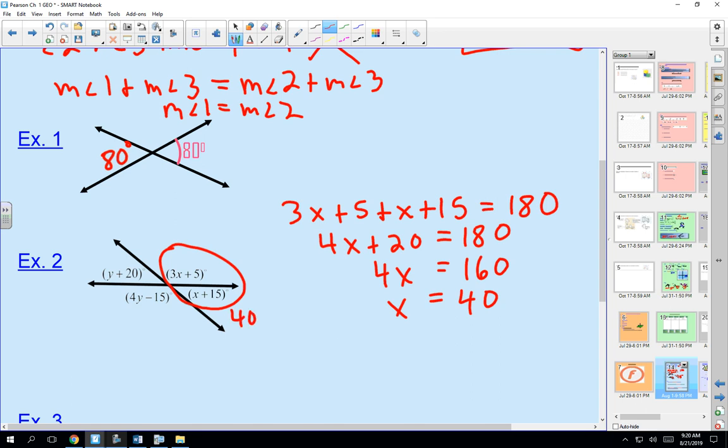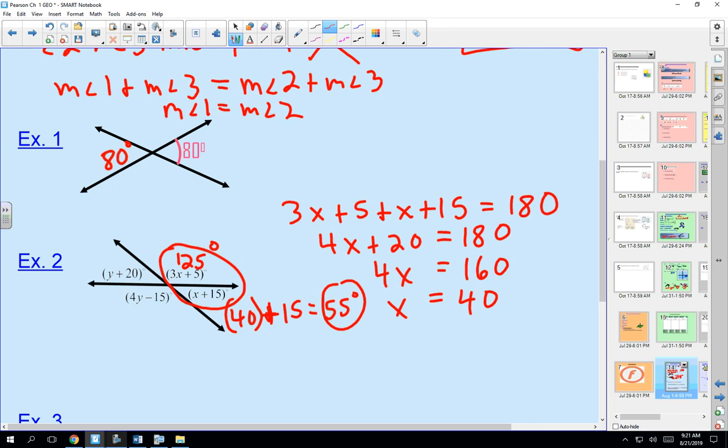It's 40 plus 15, and that's going to give me 55 degrees. So if that's 55 degrees, I don't even need to plug it into the other one. I could just subtract 55 from 180. I think that's probably more efficient than plugging in 40 for x. But either way, 125, right? So this is 125 degrees here.